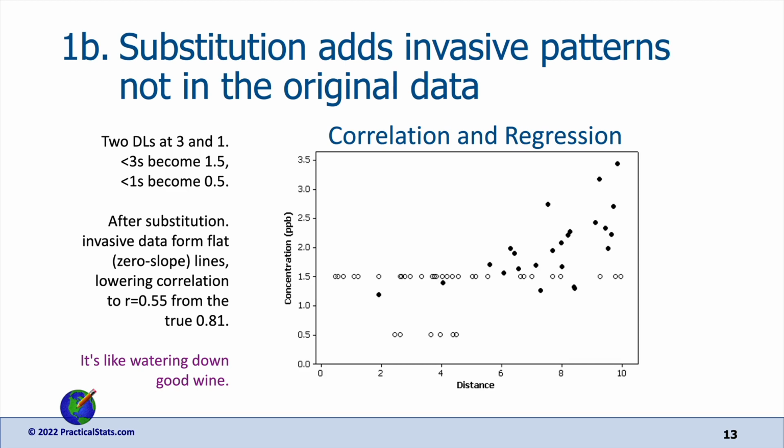There are methods for dealing with these non-detects that do not water down the signal, that do not put in an artificial flat line or set of flat lines. So using substitution is watering down the data. It's like watering down good wine. And what you end up with is water sometimes.